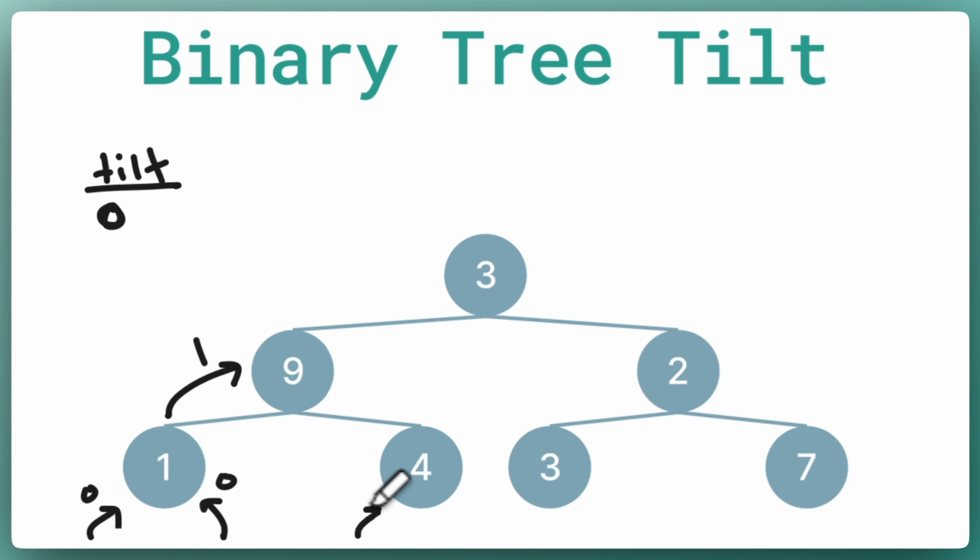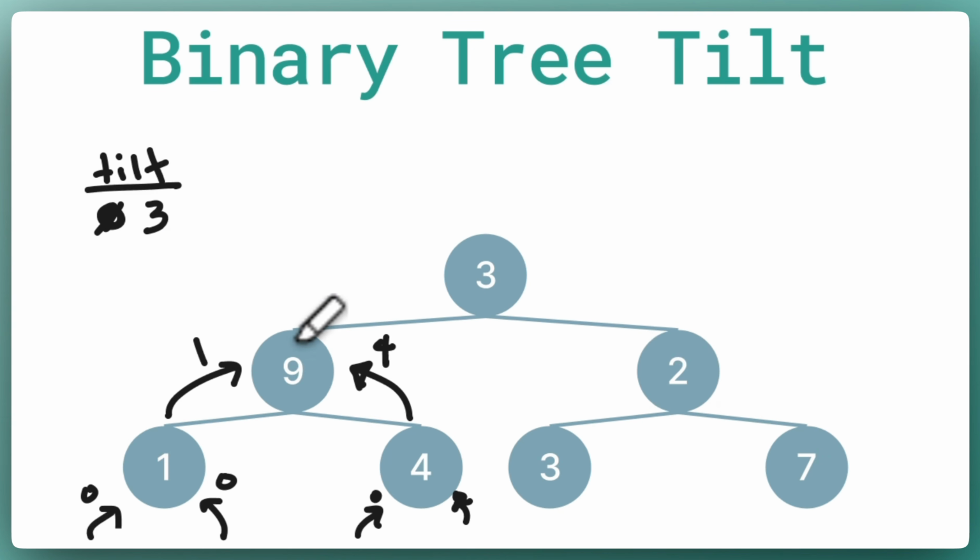Same thing. Okay, now we're going to move to 4, 0, 0 here. Tilt hasn't changed. This needs to return the sum of its subtree to its parent, which is going to be 4. Now when node 9 has those two values, it's going to subtract them in order to find the tilt at node 9. Okay, so 4 minus 1 is 3. We're going to update this value right here.